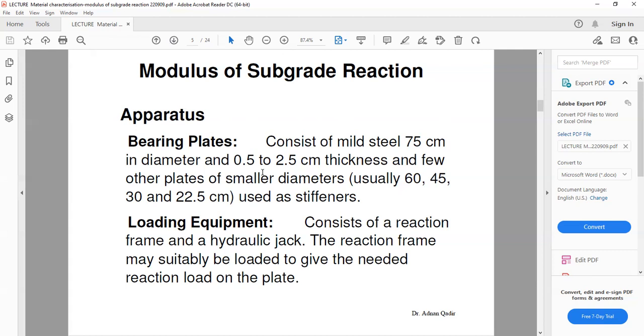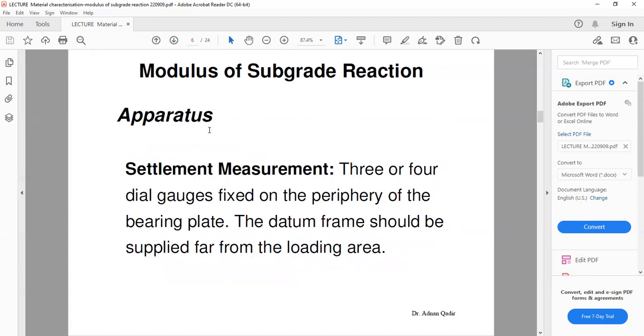Now, what is the loading equipment? It consists of a reaction frame and a hydraulic jack. The reaction frame may be loaded to give the needed reaction load on the plate. One more apparatus is the main apparatus: actually, these are 3 or 4 dial gauges fixed on the periphery of the bearing plate. And that frame should be supported far from the loading area.